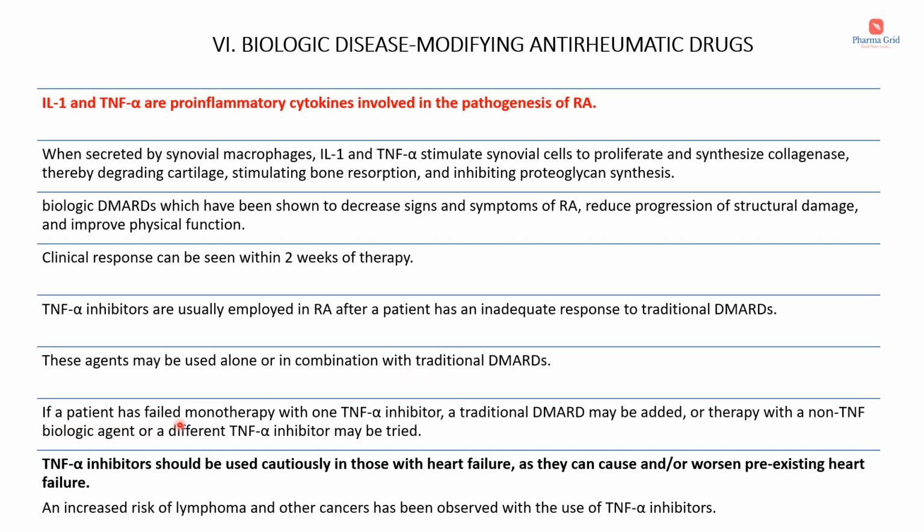If a patient has failed monotherapy with one TNF alpha inhibitor, a traditional DMARD may be added, or therapy with a non-TNF biologic agent or a different TNF alpha inhibitor may be tried. These tumor necrosis factor alpha inhibitors should be used cautiously in those with heart failure, as they can cause or worsen the pre-existing heart failure. An increased risk of lymphoma and other cancers has been observed with the use of TNF alpha inhibitors.